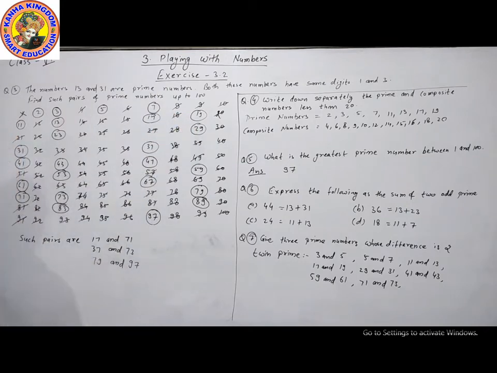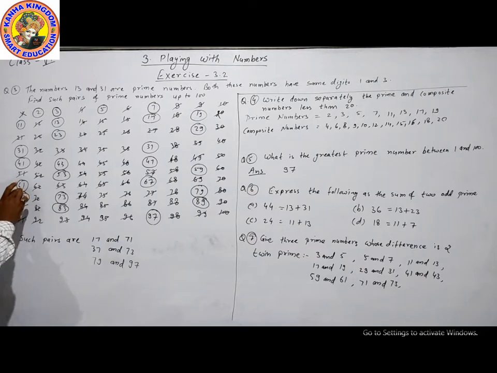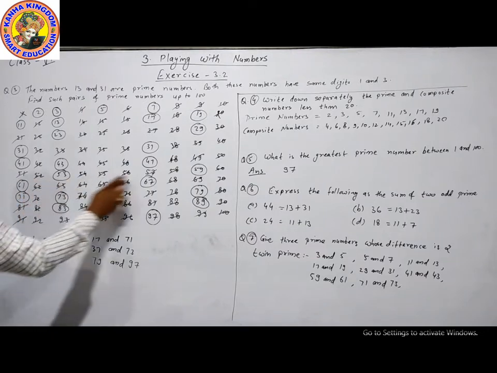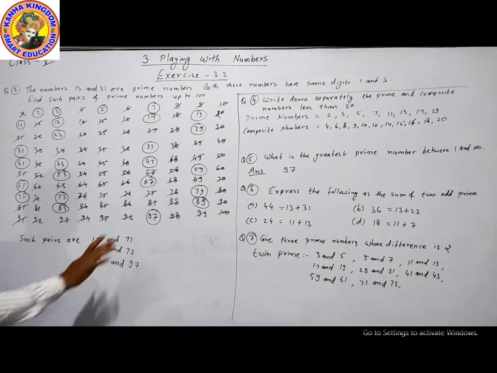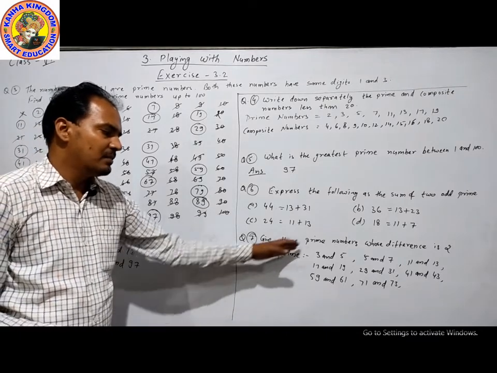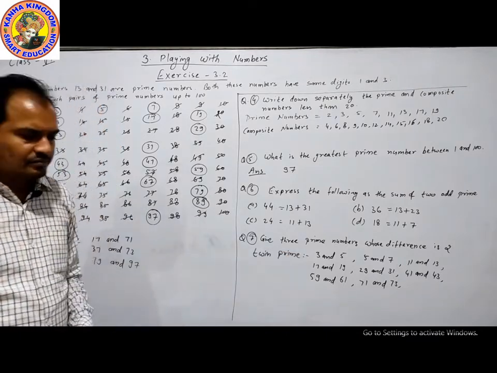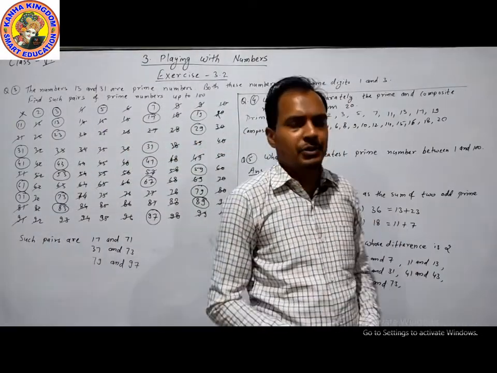29 and 31, difference is 2. Then 41 and 43, difference is 2. Now 59 and 61, difference is 2. 71 and 73, difference is 2. There are no more numbers, so the twin prime numbers are these. You can take a screenshot of this. We will move to our next question.